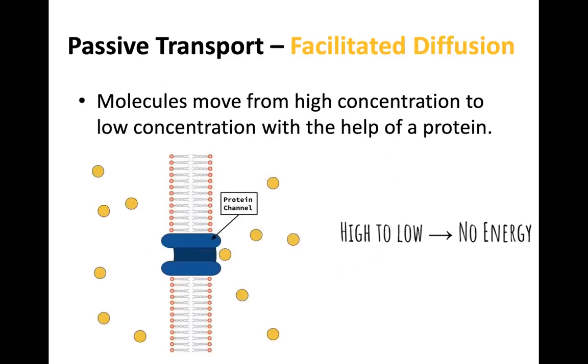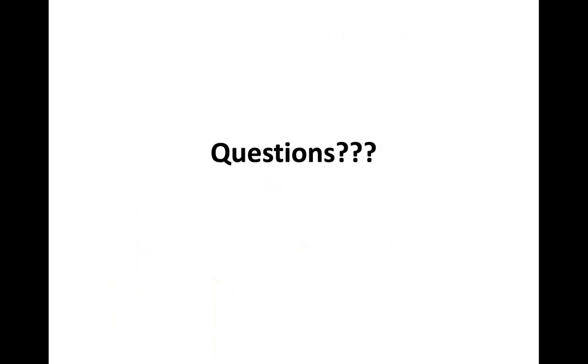Okay, so the last one is facilitated diffusion. And in facilitated diffusion, we're still going from high to low, no energy, okay? But the molecules need a little bit of help to get through. So that's where this protein channel comes into play, okay? So they're still going from high to low, but they need a little bit of help. Still no energy, they just move with the help of a protein, okay? Any questions? Are you sure?